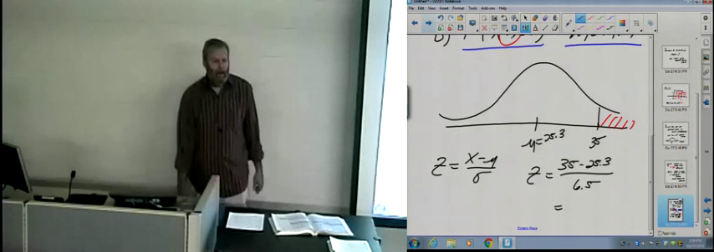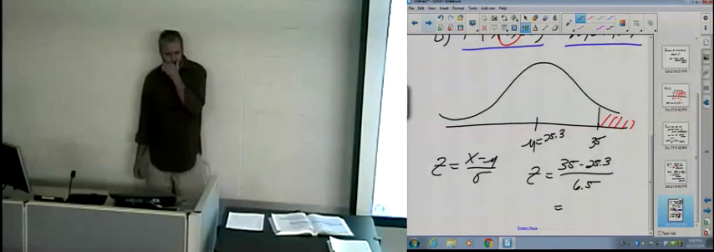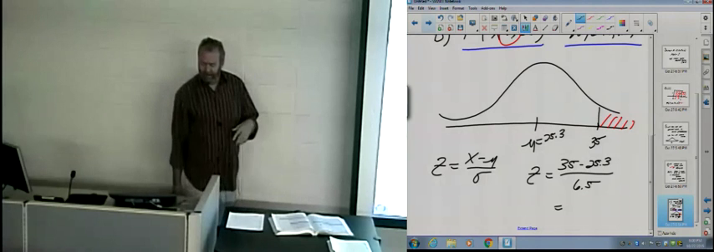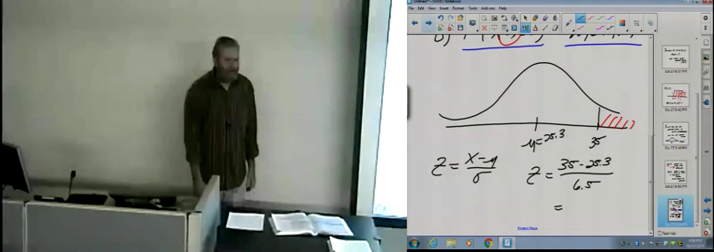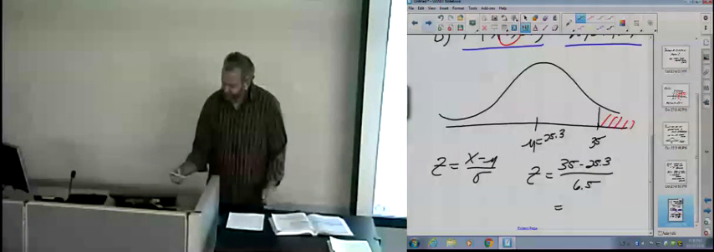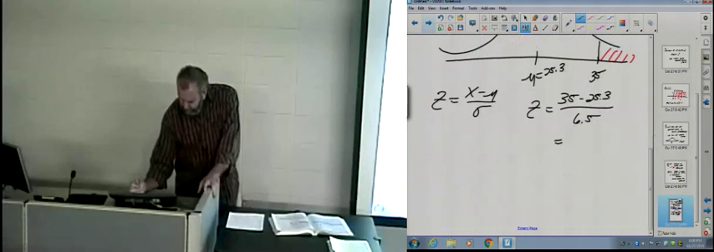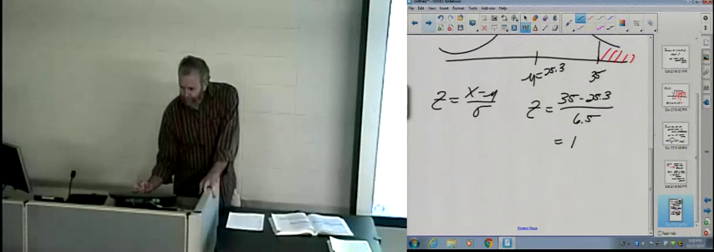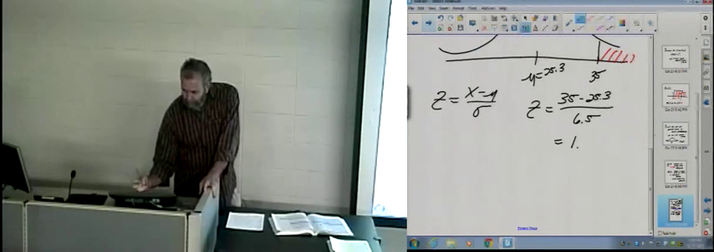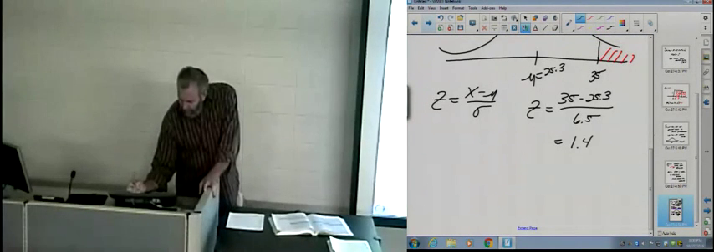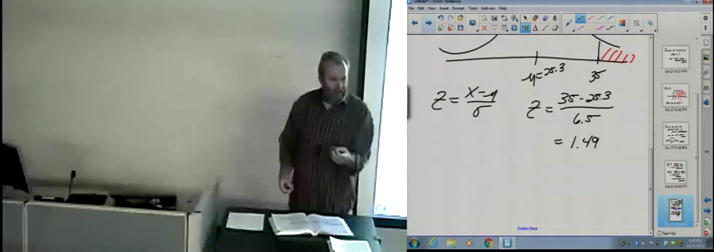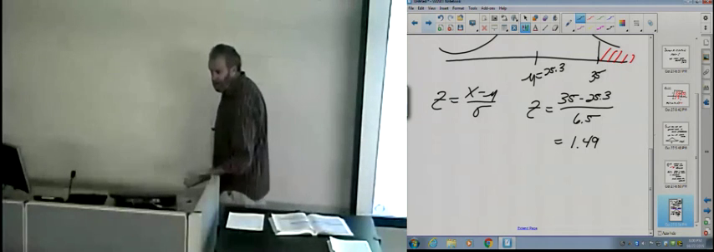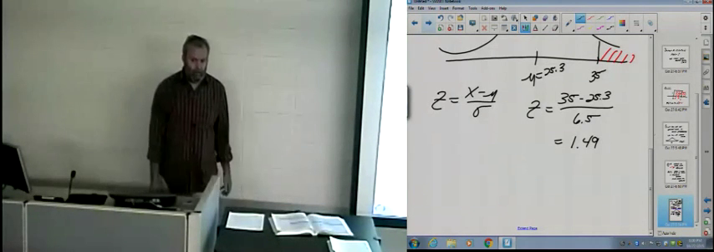Anybody got a calculator? I don't have one today. So if I take 35 minus 25.3, I got 9.7 divided by 6.5. I got an answer of 1.49. Remember, anytime we look at a z-score, I go to two decimal places because that's the way Table A looks, right? That's the way Table A works in the back of the book.